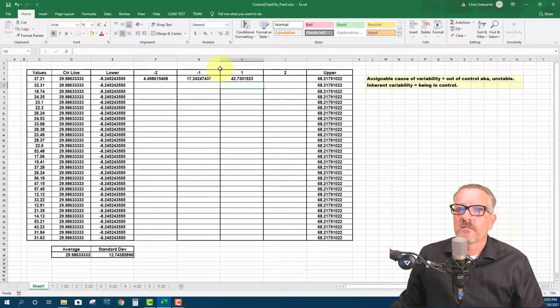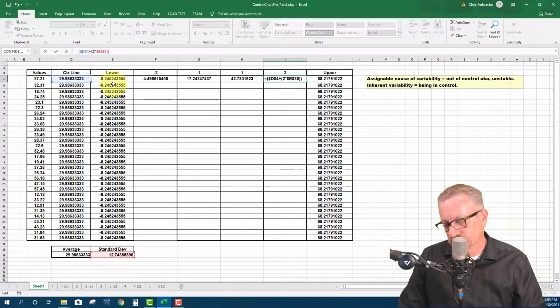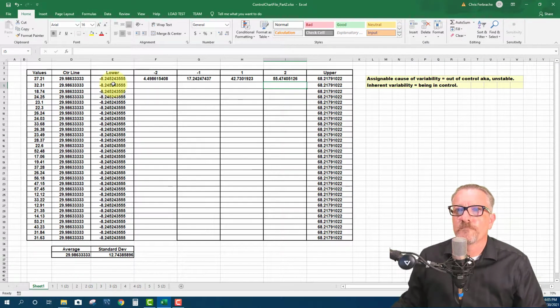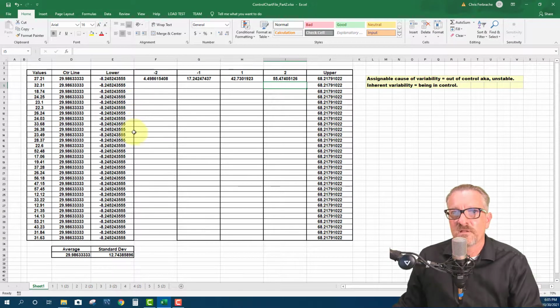Okay. And now we're just going to pull this last one over here, and it's going to be the standard deviation multiplied by 2. And so make sure I click on the right one there. Multiplied by 2. Okay. And then our upper, which is 3 standard deviations, is 68. And if everything looks right, then the lower is going to be the lowest one, which is 3 standard deviations, and it goes up. And the control line would be somewhere right in the middle, which is correct.